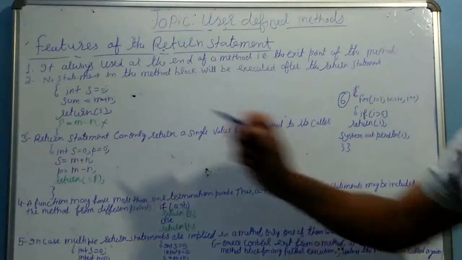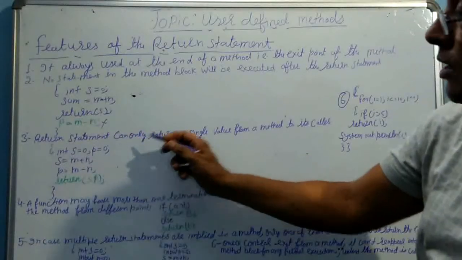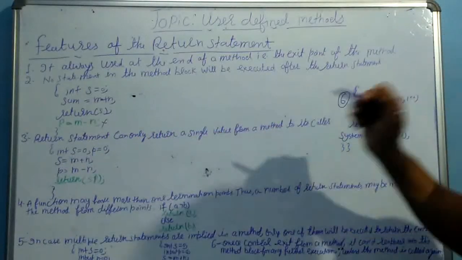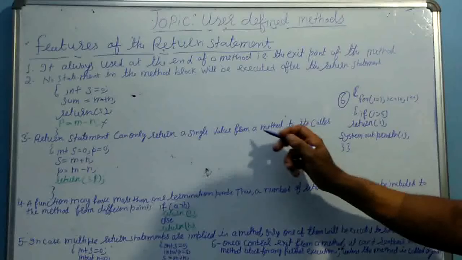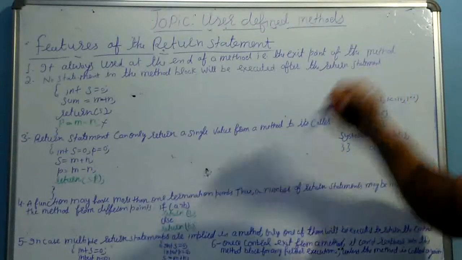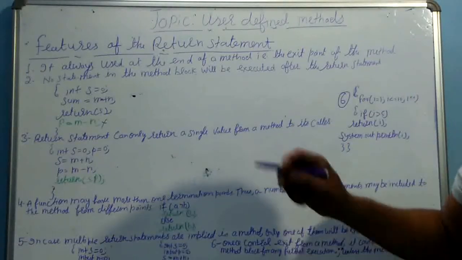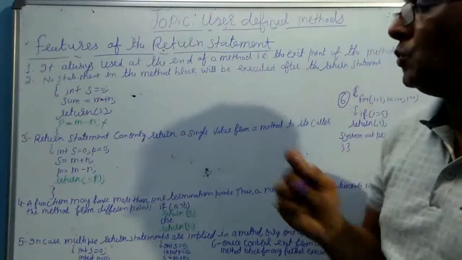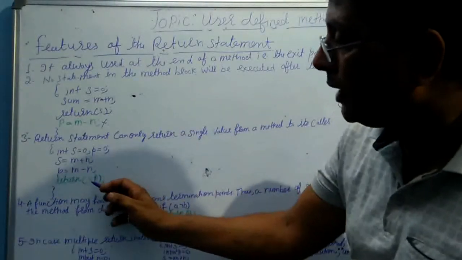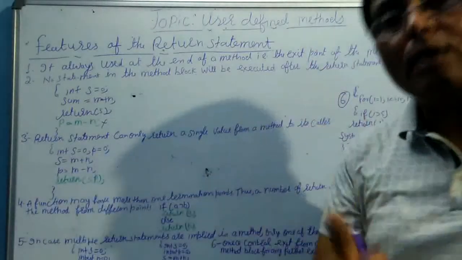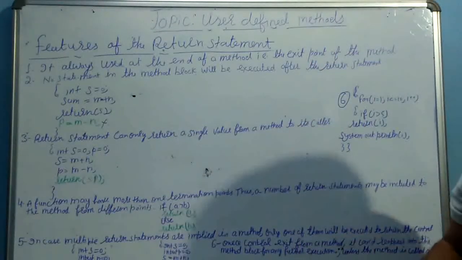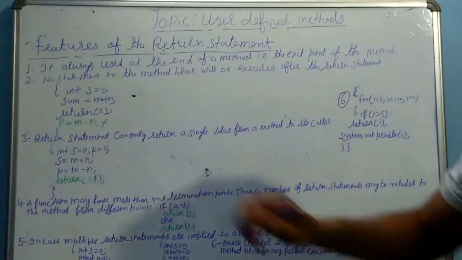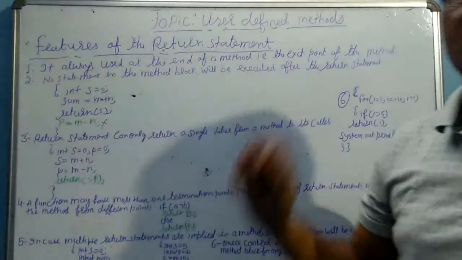Now the third point is the return statement can only return a single value from a method to its call. Means the return statement can accept only a single value. Here are given two values, s and p, but only one value it will accept. So we can't use the return statement like this.